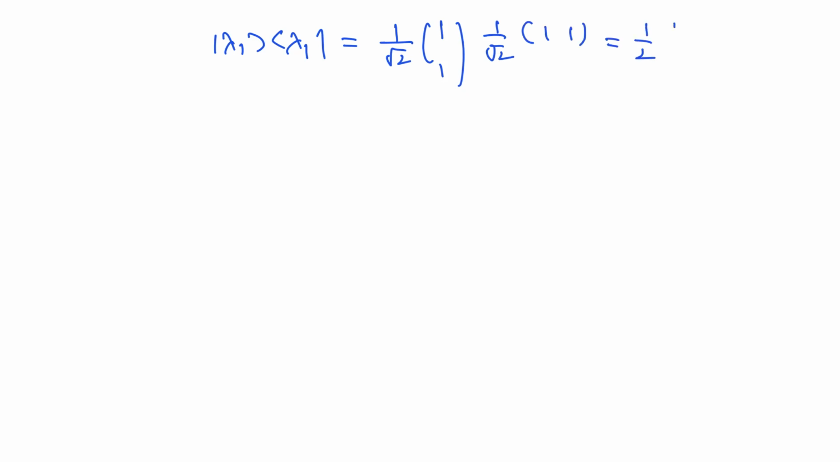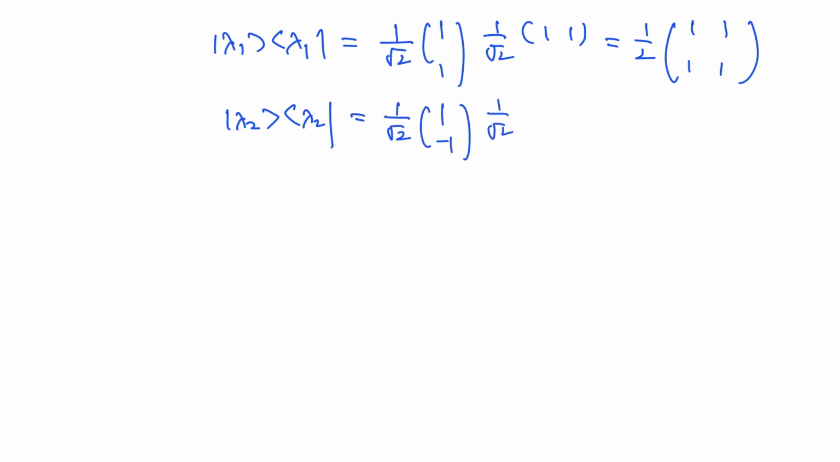So lambda 1, outer product. Square root of 2, 1, 1. Square root of 2, 1, 1. Which is 1/2, 1, 1, 1, 1, right? Lambda 2, 1 minus 1, 1 minus 1, 1/2, 1 minus 1, minus 1, 1.